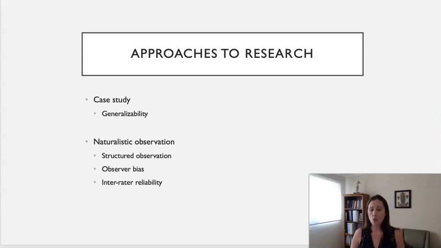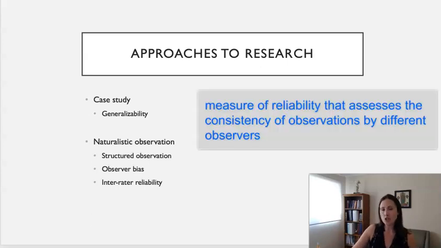And a big way to protect against this is to have more than one person do the observations. That can let you have inter-rater reliability. And inter-rater reliability is a measure of reliability that looks at the consistency of observations by different observers.